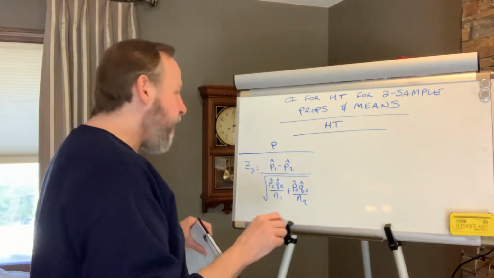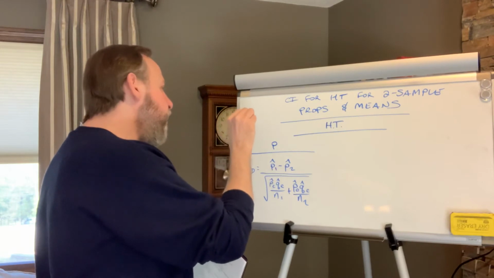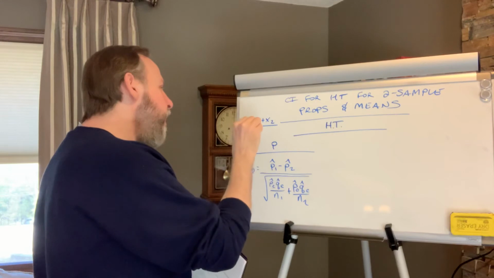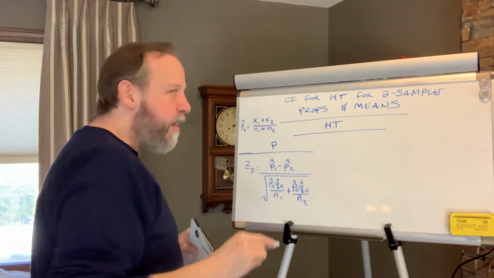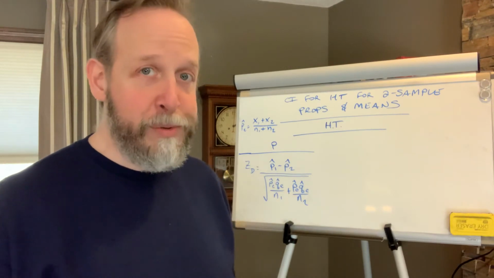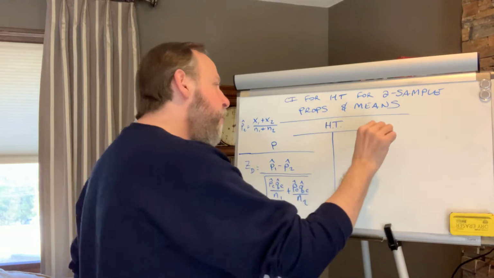How do we find p hat combined? Well, remember that p hat combined is just x1 plus x2 over n1 plus n2. That's the sum of the number of successes over the sum of the sample sizes. And then we have our means, of course.